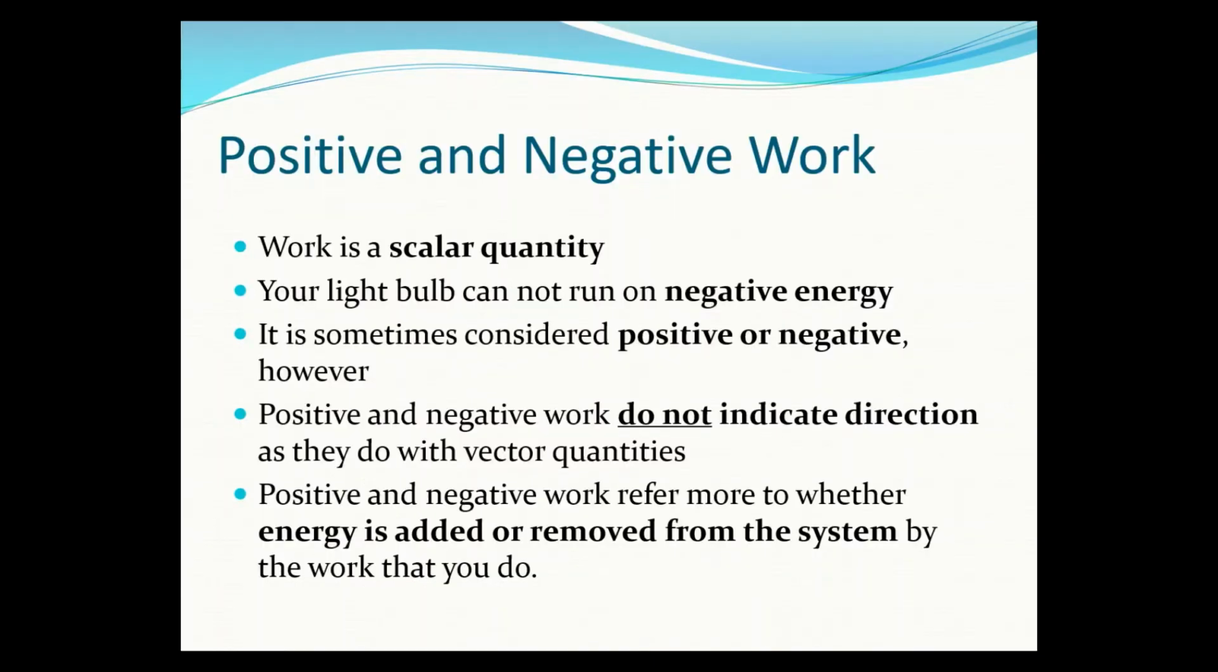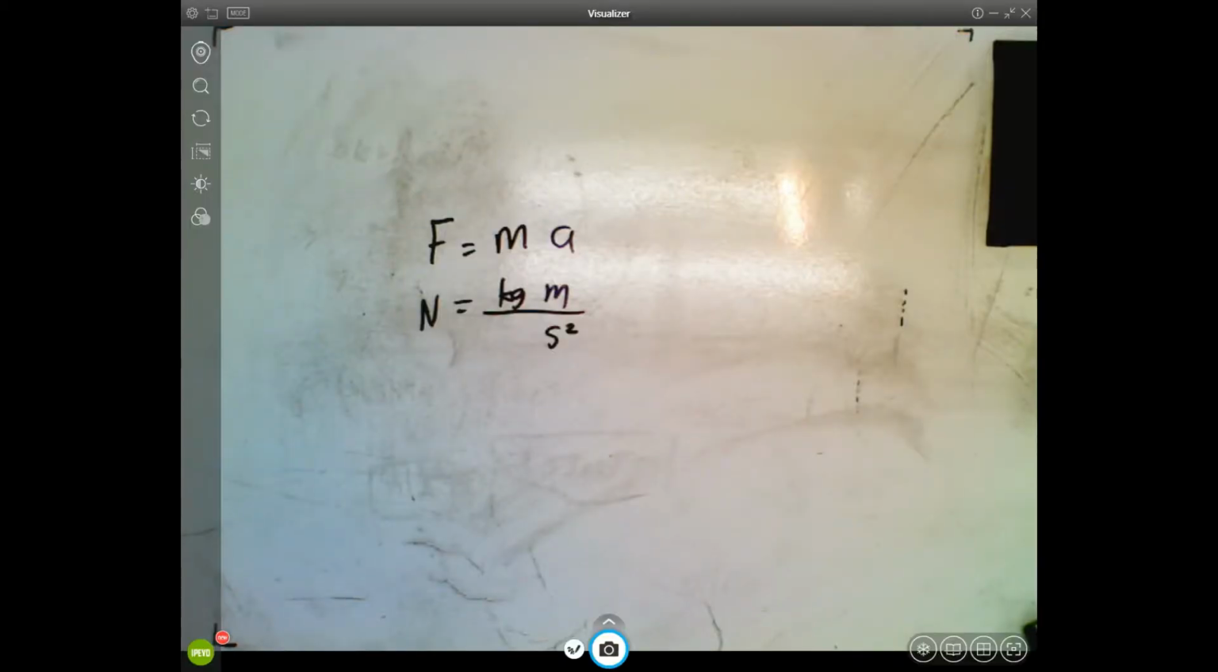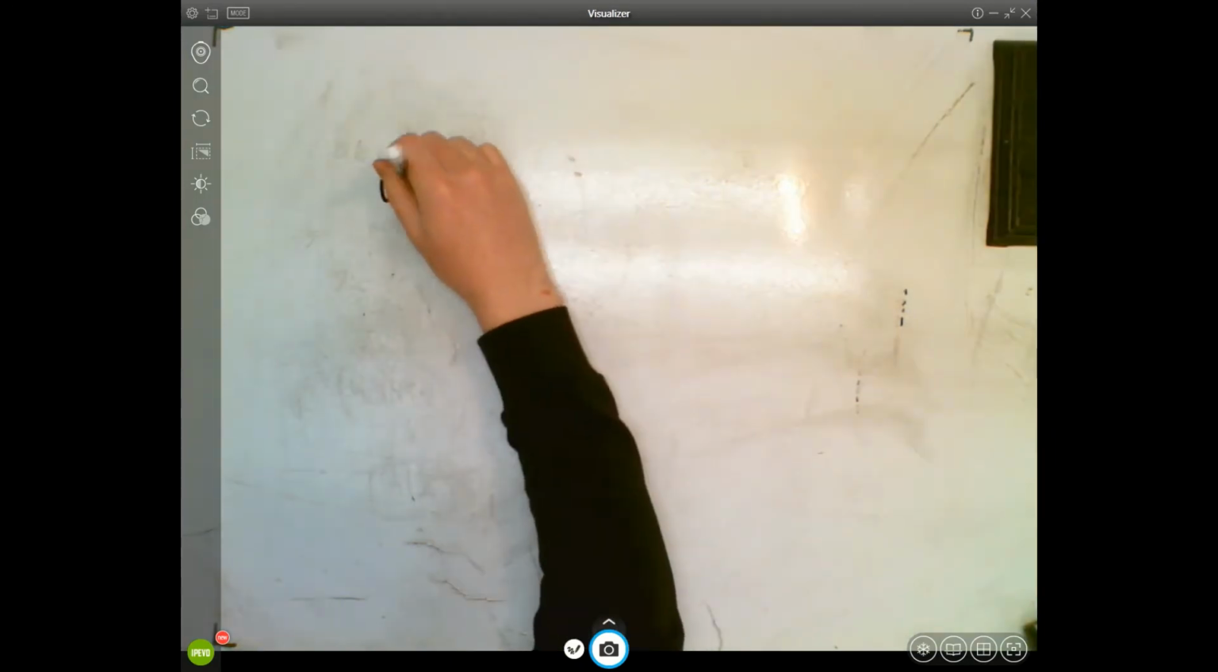Okay, back to the question. Work is done on the lazy cat by pushing it 54 centimeters across the floor with a constant force of 50 newtons. What is the work being done on the cat? So this is a Science 10 style question. It's very easy. If I give you a force and a distance, you can just use your Science 10 style formula where work equals force times distance.